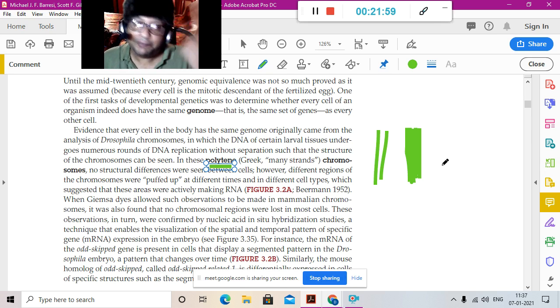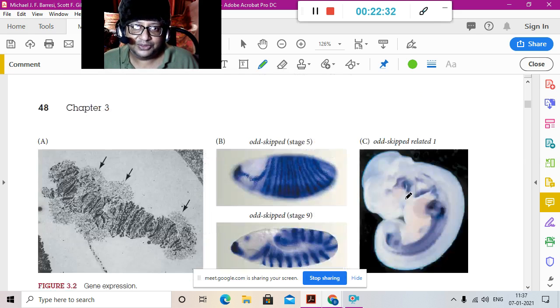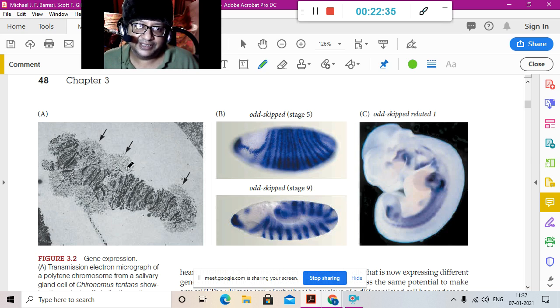So each band may possibly be one gene. It's the same in all the salivary gland chromosomes. The location of that particular band or gene is the same in the same chromosomes in all the cells. So in Polytene chromosomes this was perfect, but in different cells it was found that there were certain regions, as you can see in this picture of a Polytene chromosome, where certain banding patterns are formed.